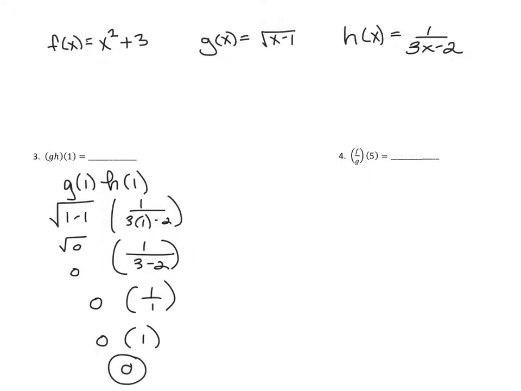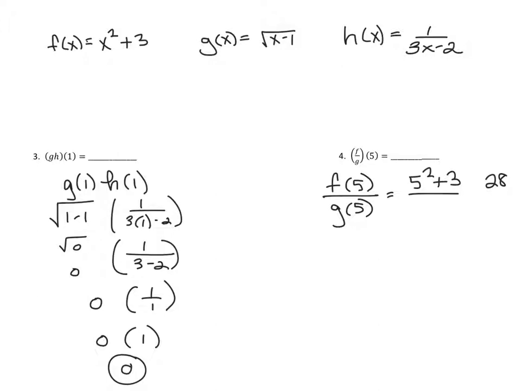Now let's look at number 4, f divided by g with respect to 5. So let's rewrite it. This would be f of 5 divided by g of 5. Okay, so let's plug 5 in for f of x. We've actually done this before, but let's do it again. F of x, as we know, is x squared plus 3. So 5 squared plus 3 gives us 25 plus 3 and 28.